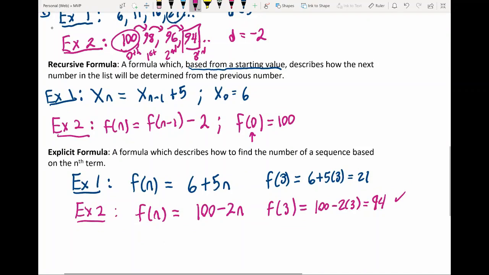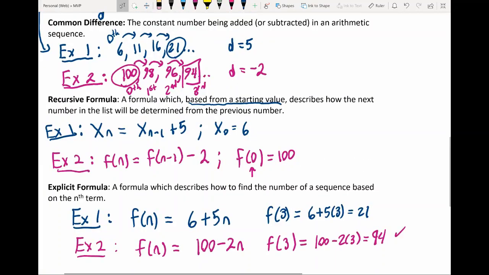So explicit formulas are beneficial because I could find what the 500th term in the list would be quite quickly. Recursive formulas are much more intuitive and connect easier to your learning up to this point. All right, more to come in the next video.